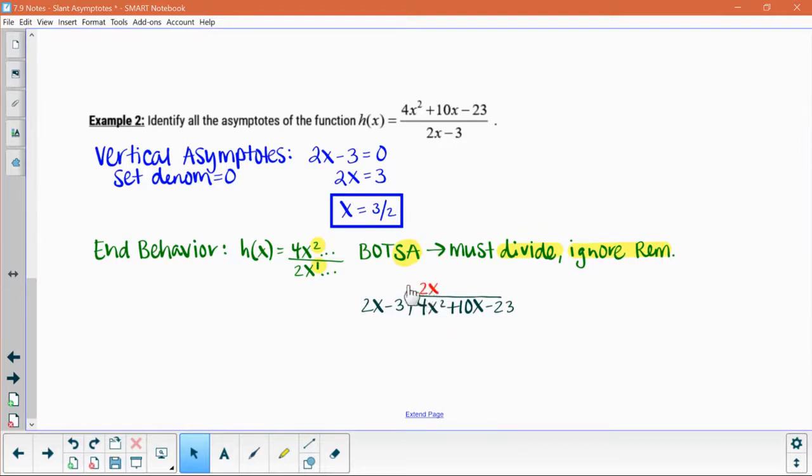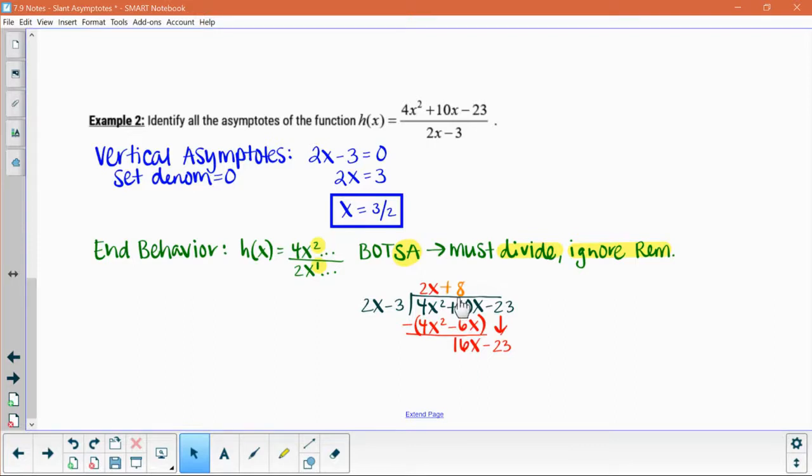So I'm going to take 2x and distribute it to both terms, and I'm going to get 4x squared minus 6x. I do some subtraction, and this is going to go away. 10x minus negative 6x is going to give me 16x. I bring down my negative 23, and then I ask myself, what do I have to multiply 2x by to make 16x? That's going to be plus 8.